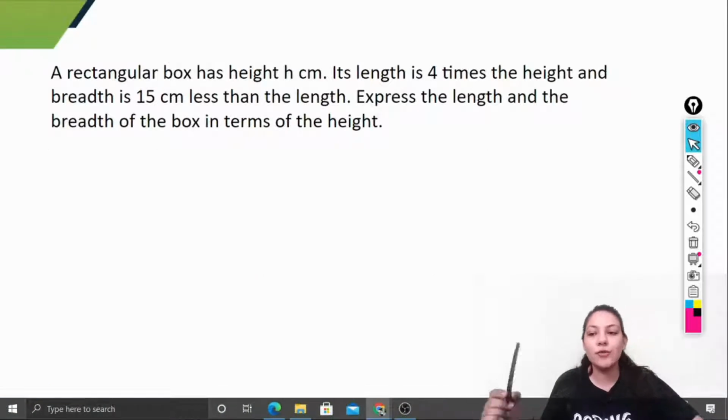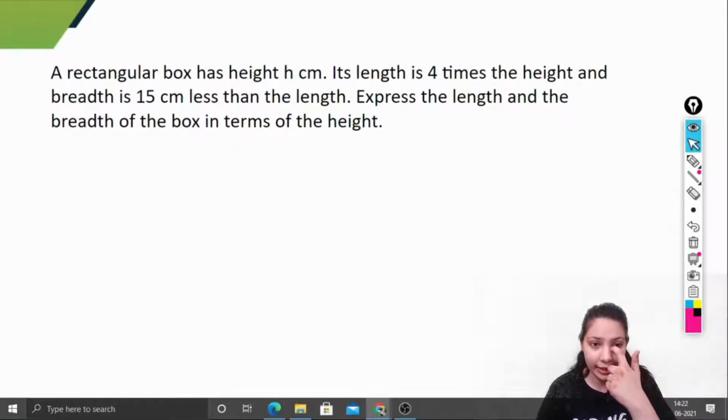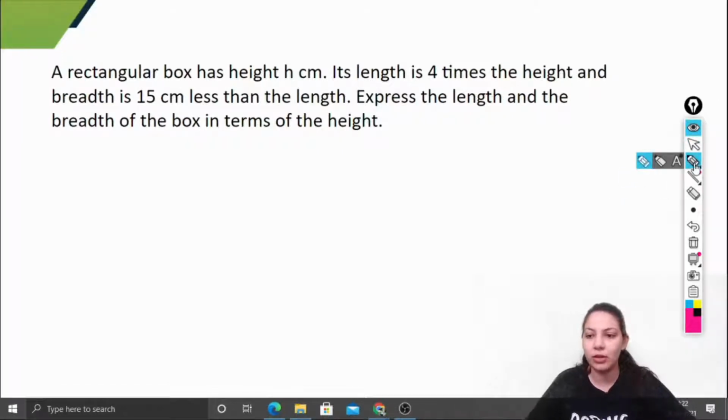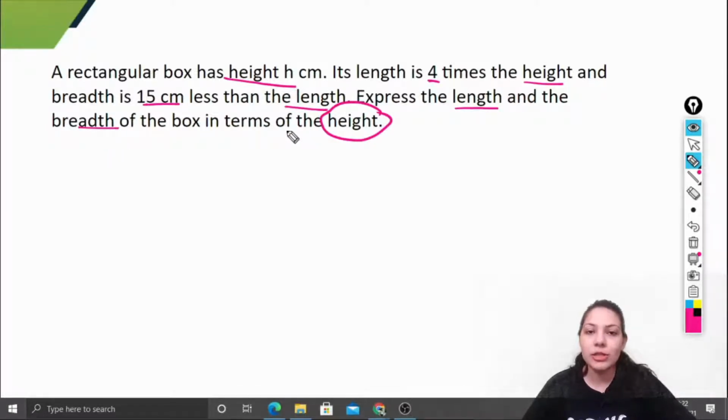So the first question is given as: a rectangular box has height 8 centimeter. Its length is 4 times the height and breadth is 15 centimeter less than the length. Express the length and the breadth of the box in terms of height. So this is a question based on expression.